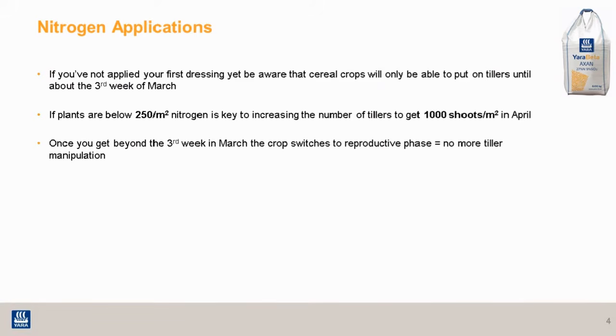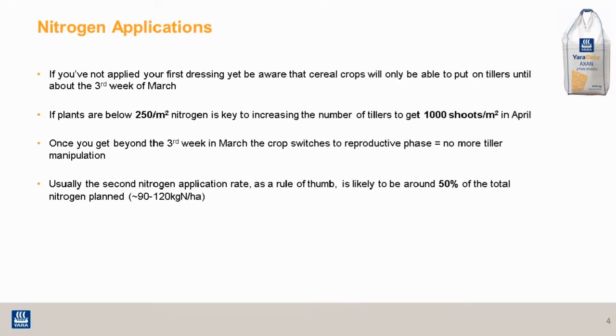And as I mentioned, once you get to that 3rd week in March, it switches from that biomass phase through to the reproductive phase. So it means that there's no more tiller production or the ability to manipulate it then. So when we're thinking about those second nitrogen applications, then it's likely to be around 50% of your total nitrogen. And we want to use a nitrogen plus sulfur product at this timing as well.